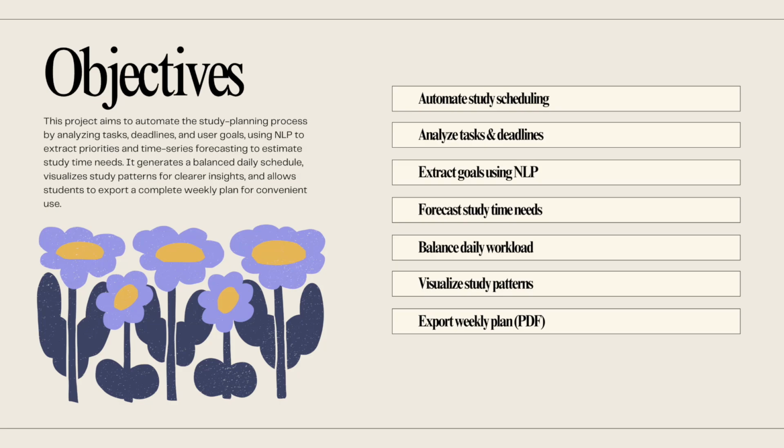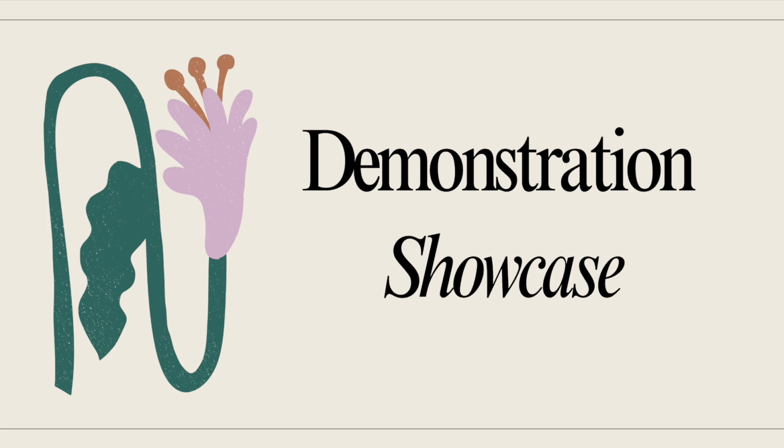The process of this is fairly simple. First, in order to create an automated study schedule, this program will need to analyze the tasks and deadlines set by the user, and also extract the goals using natural language processing. After that, it will forecast the study time needs and balance the daily workload. This can also generate a PDF version of a graph of a study pattern and export the weekly plans the students should follow. Now I'll show you a demonstration showcase of how this program works.